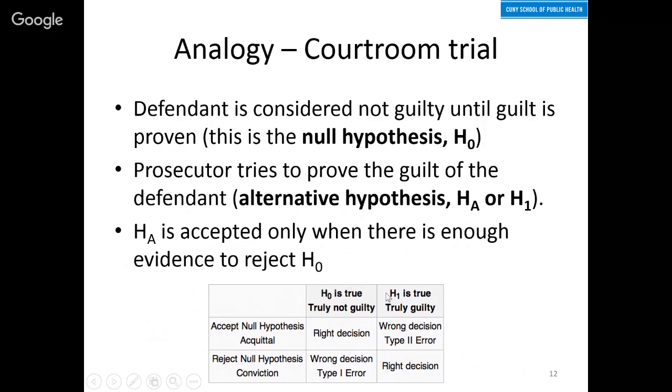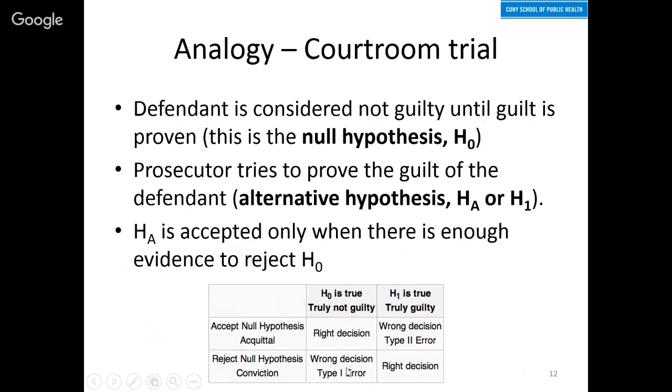So either guilty or innocent, either this handful of beans was from that bag or it wasn't. There's only two possibilities. And so if the null hypothesis is true and we accept that null hypothesis, it's the right decision and it's an acquittal. If the alternative is true, the defendant is truly guilty and we reject the null and convict, that is also the correct decision. But there are two types of error.